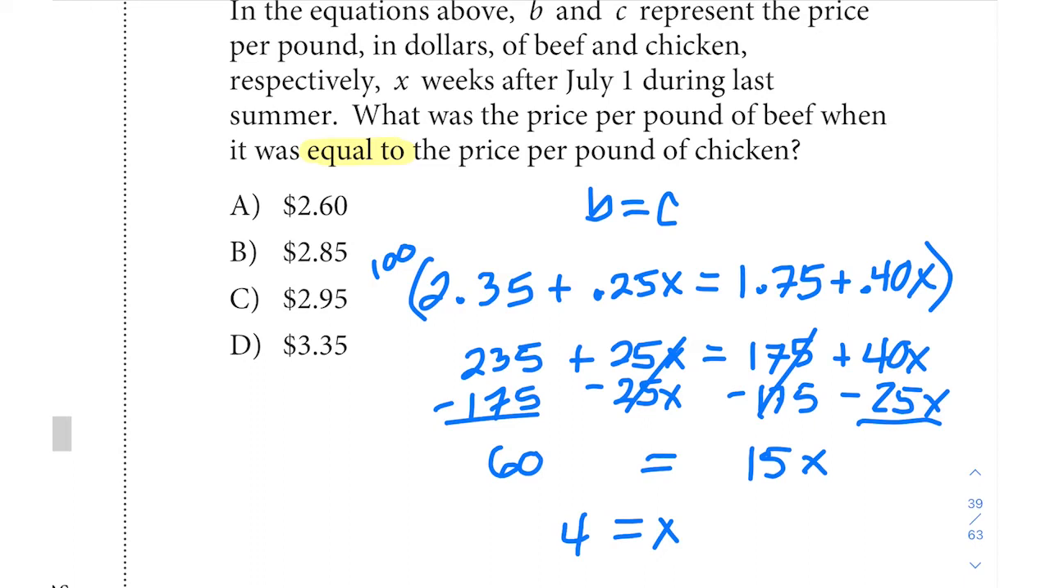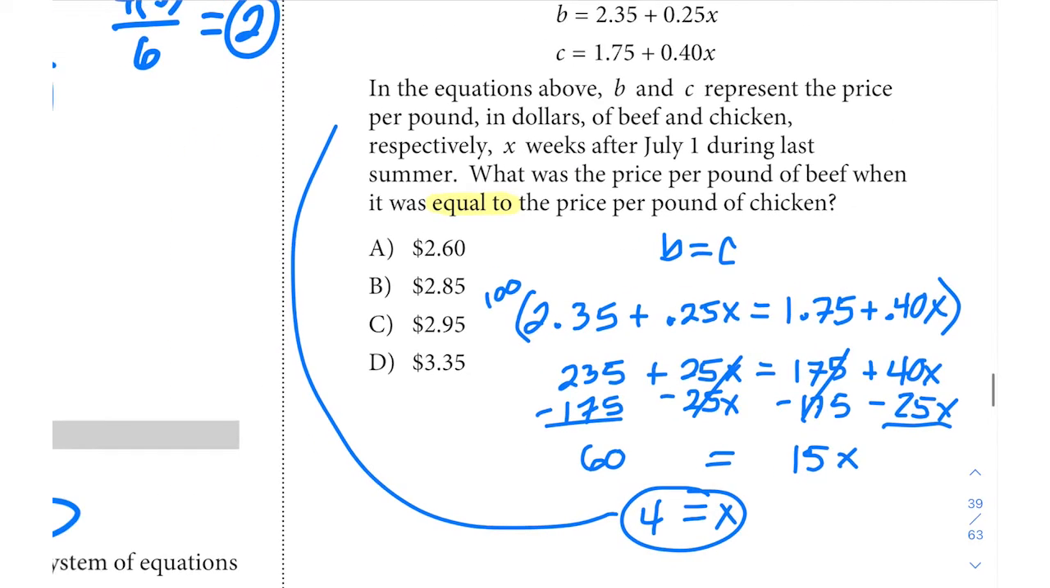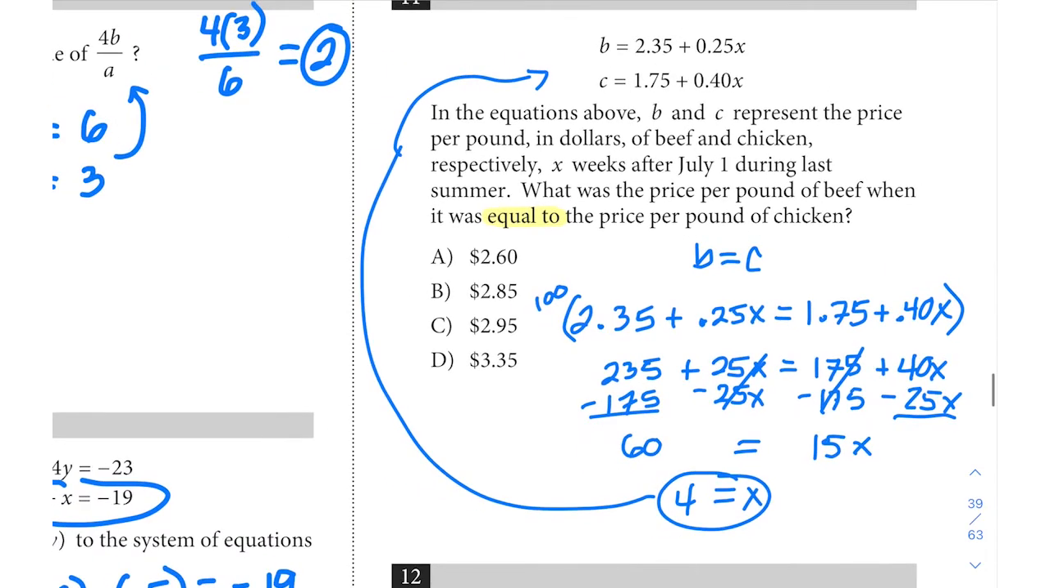So let's make sure that we're actually answering the question being asked. What was the price per pound of beef when it was equal to the price per pound of chicken? So we actually have to solve for the price. We do know that x equals 4, but we're going to have to go way back up here and plug it into either one of these equations, whichever one you feel more comfortable with. I like the first one because I'm comfortable doing 0.25 times 4. That's basically saying 4 quarters, which is $1. So I would work with that one. That would be my personal preference on this.